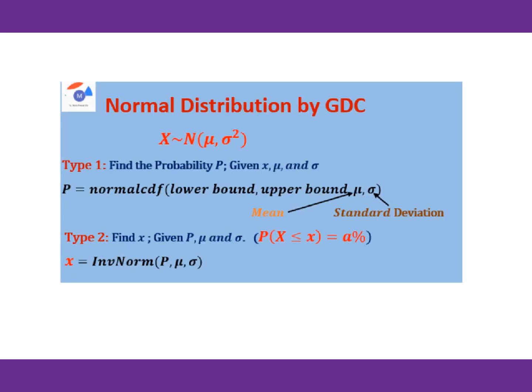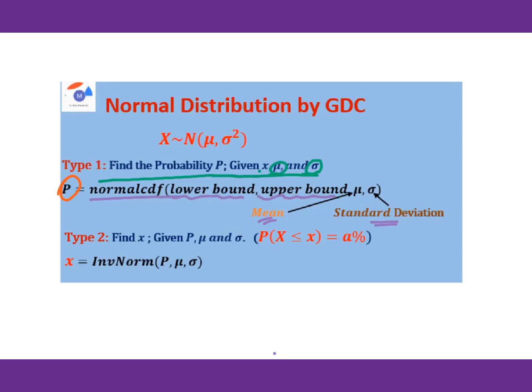Now let's talk about normal distribution problems. Altogether, there are 3 types of questions. Type 1. Find the probability P given this x, mu, and sigma. Mu means mean. Sigma means standard deviation. We got to use this normal CDF, then put the lower bound, and then the upper bound. Then you put the mean and a standard deviation. You will get the probability.